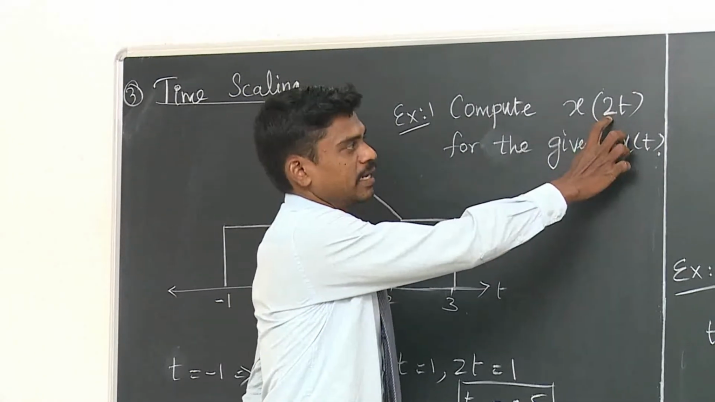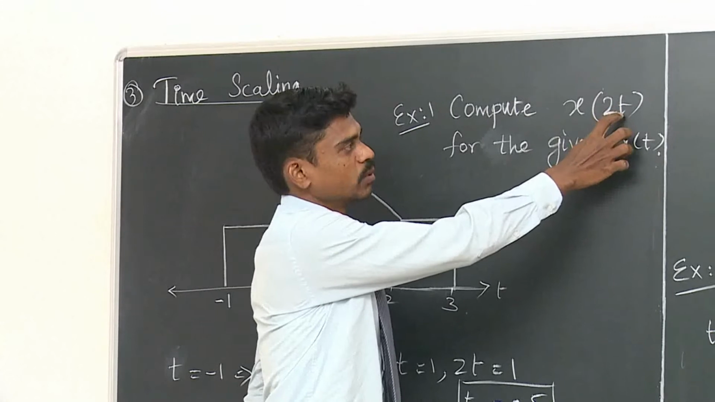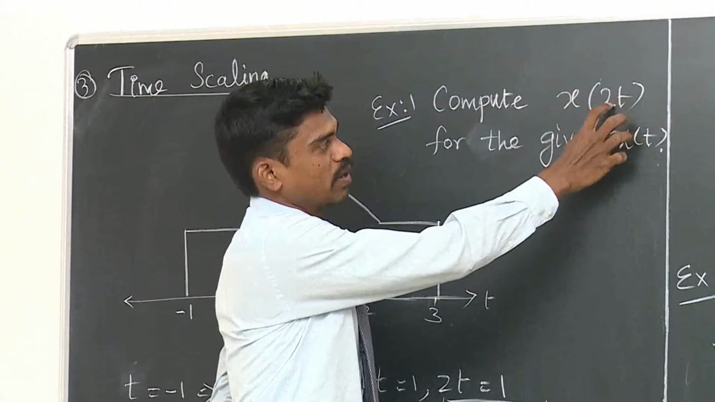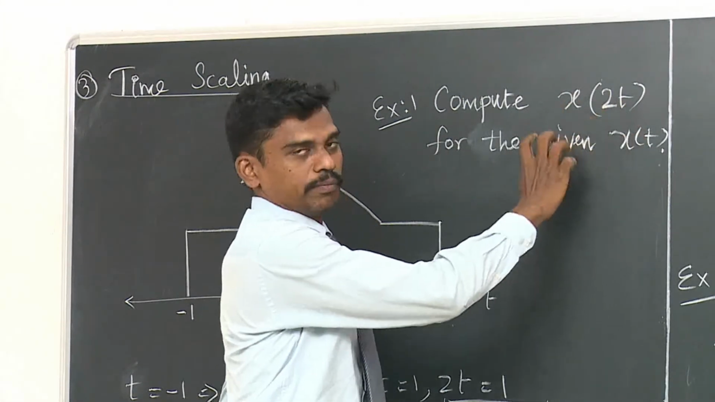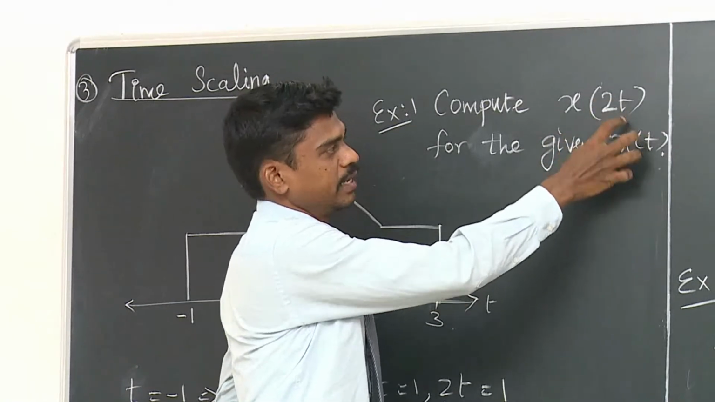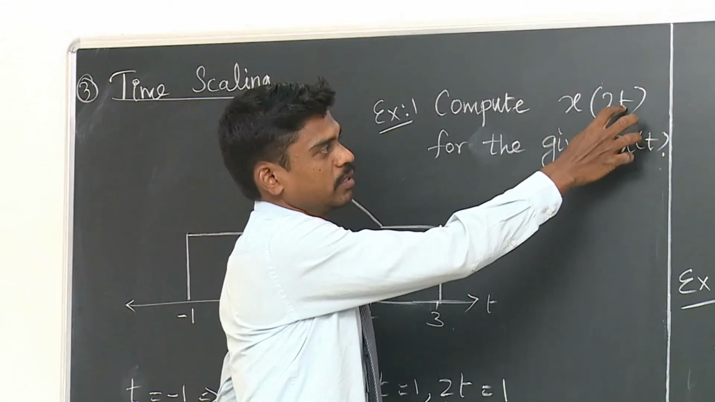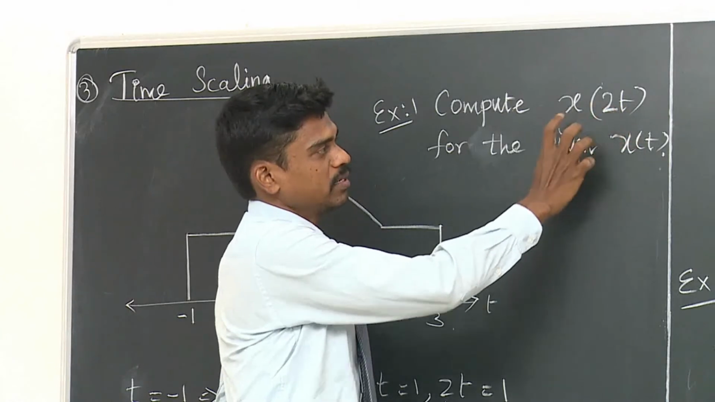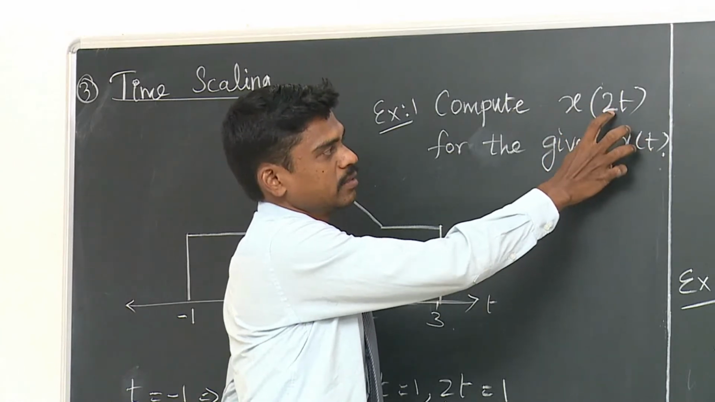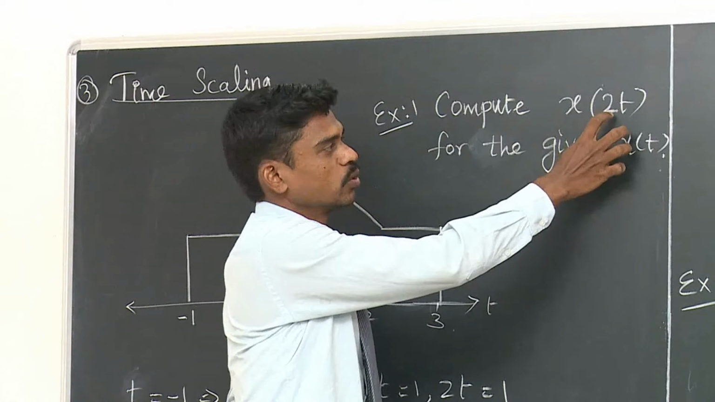Here the scaling is done in time. So instead of t we have to compute 2t. Instead of x of t, it is replaced by x of 2t. That means the time scale is scaled by 2 units.